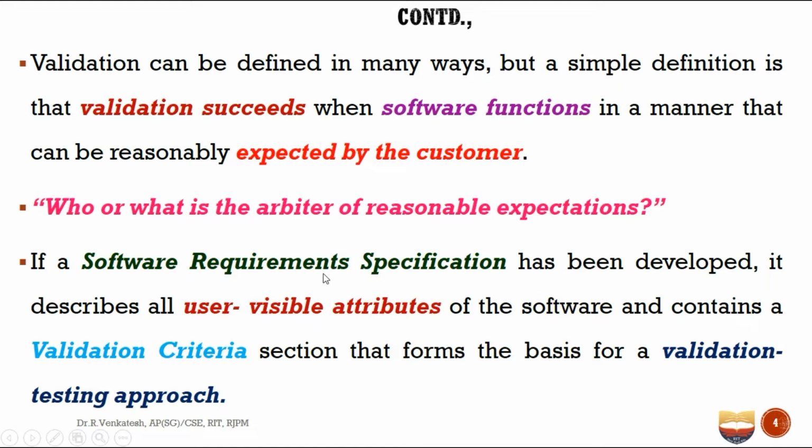Now this software requirement specification should be developed. The software requirement specification, the SRS document, must describe all user visible attributes of the software and contain a validation criteria section that forms the basis for a validation testing approach. So the requirement specification document must describe all user expectations. Validation testing compares the actual product with the product the user expects. It must be checked that the actual product satisfies all the requirements defined by the user. That is validation testing.